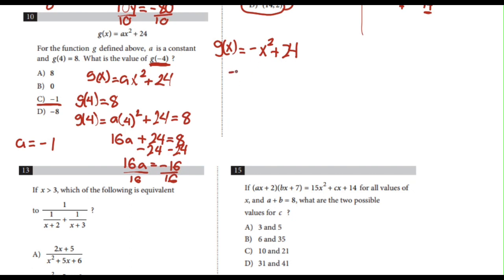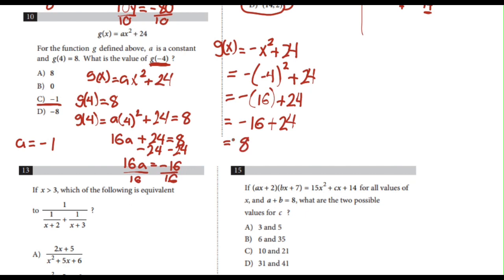And when we plug in negative 4, we're going to get negative 4 squared plus 24. Negative 4 squared is going to be positive 16, and we still have this negative on the outside, so we'll get negative 16 plus 24. Negative 16 plus 24, which will be positive 8, or answer choice A.